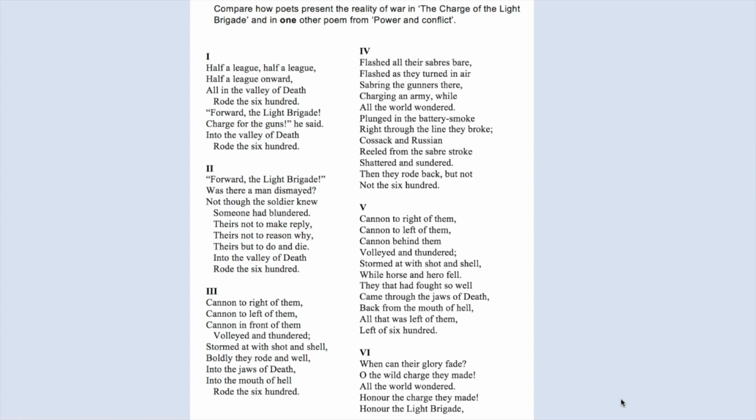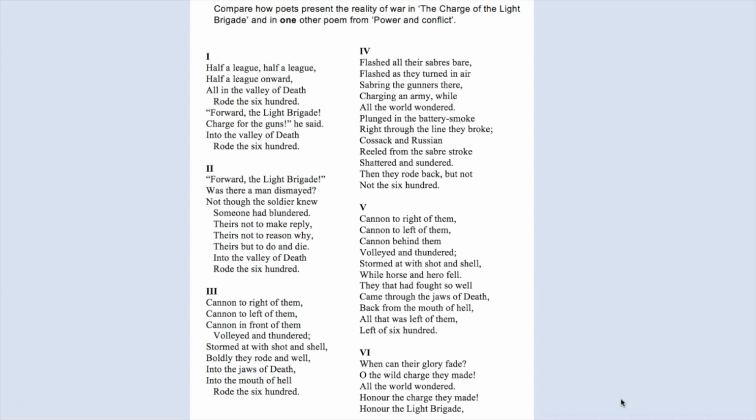Okay, let's move on to Section B. In Section B, you have another choice to make. You're presented with one poem and asked to compare it to a different poem. Now let me show you how I would personally choose that second poem with a sample question from Power and Conflict. Compare how poets present the reality of war, in Charge of the Light Brigade, and one other poem.